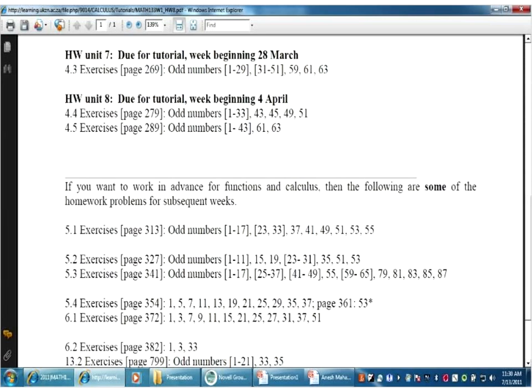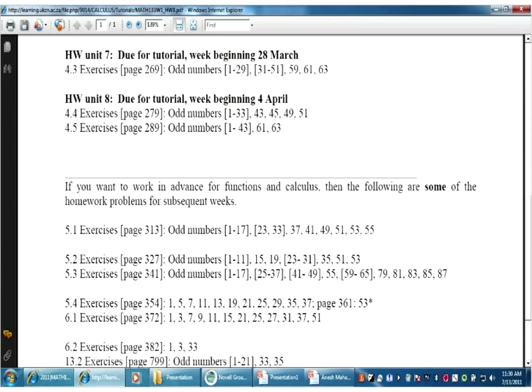This is an example of the homework unit. You'll notice here, there's homework unit 7. It indicates it's due for tutorial week beginning 28th of March. That was in the first semester this year. And then we had homework unit 8 due for tutorial week beginning 4th of April.